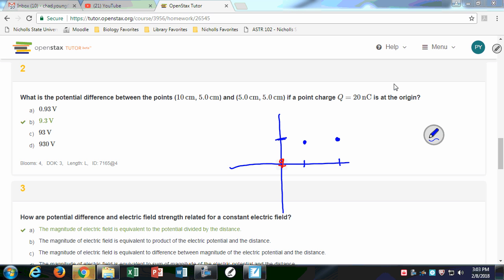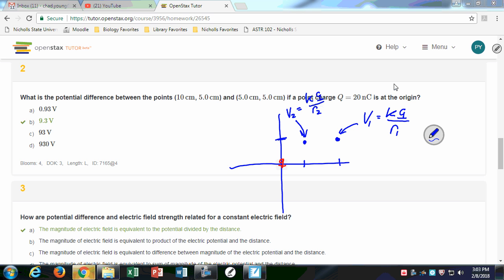So what you have to do is calculate, we'll call this V2, and it's going to be equal to K times Q divided by R2. And then here we want to calculate this potential, which I'll call V1, which is going to be K times Q over R1. We've been doing that, except the only difference here is that we have 2 points in space and we want to know the potential difference between them.